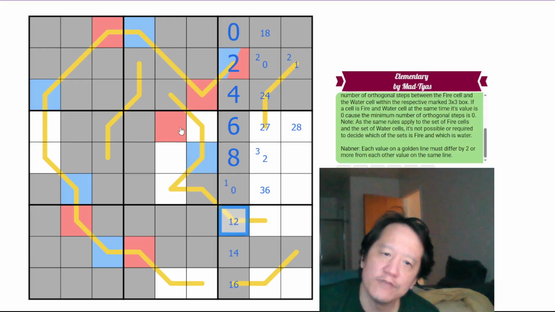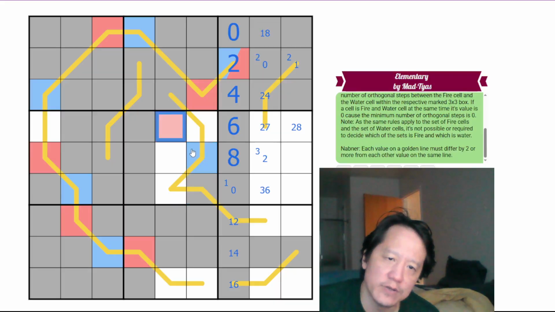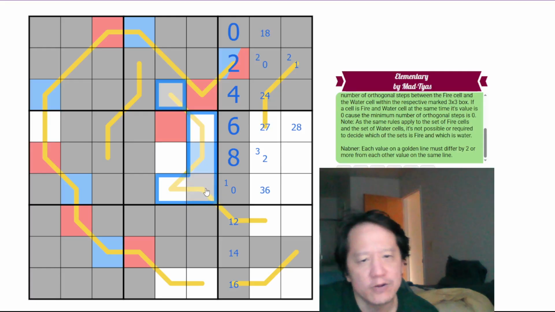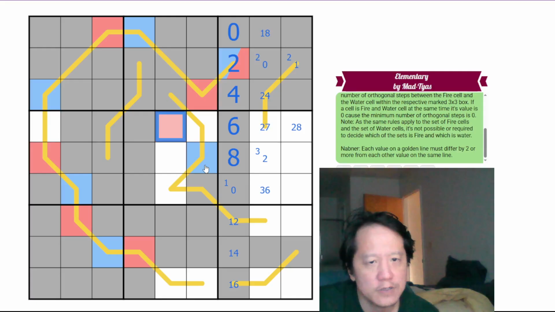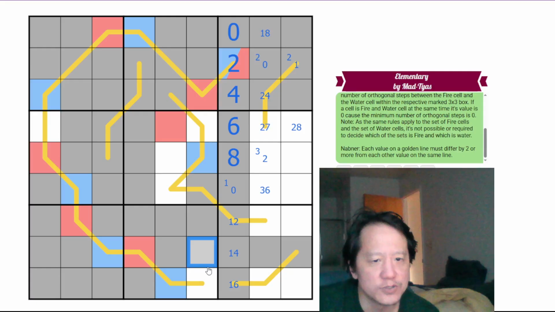Okay. If we had red here and this was blue, red, that means this couldn't be red anymore. So this would have to be red. And for this to work, one of these is guaranteed to be fire or water, at least two orthogonal steps away from the other one. So it would be that way. That would force this not to be blue, and then this would be blue, and we'd have a contradiction. So this cannot be red here.